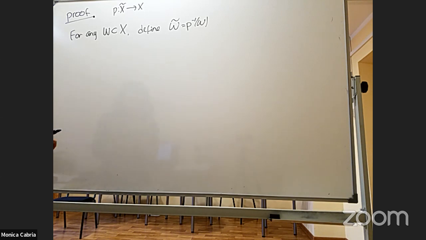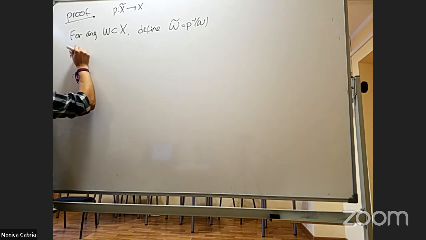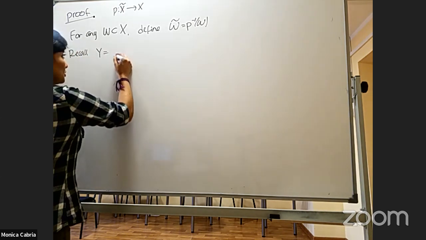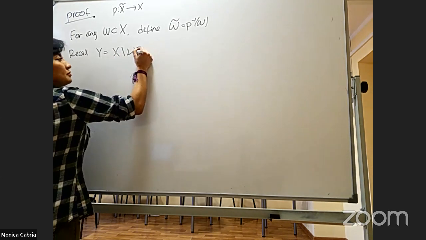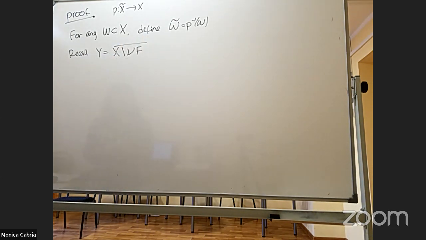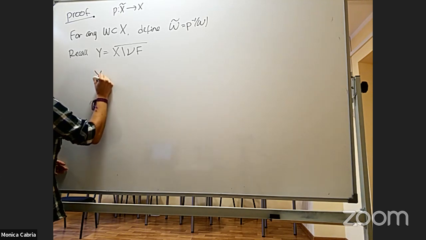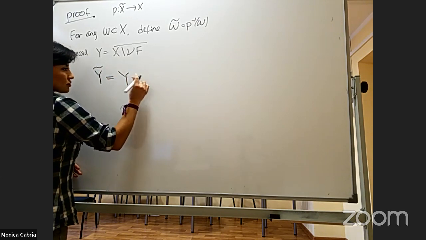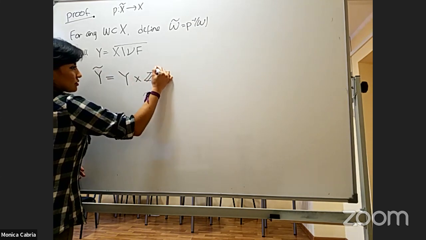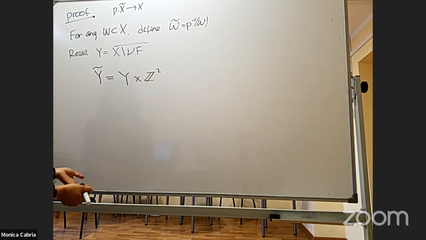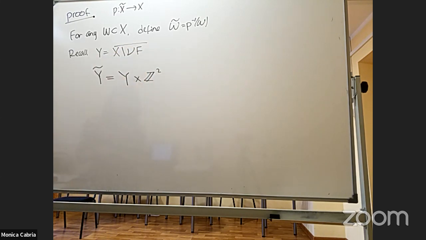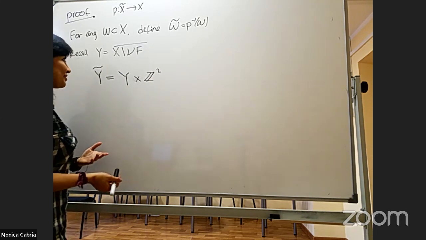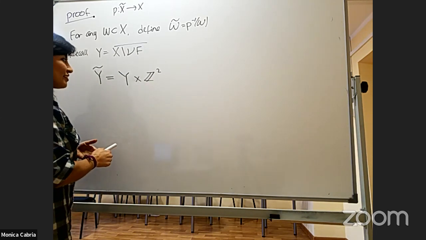And also recall that Y is the complement of the neighborhood of X closure. So, times E2. And this is because any knot that we have in Y, which is the complement of the neighborhood of the surfaces, doesn't intersect with the original knot. So we have this.